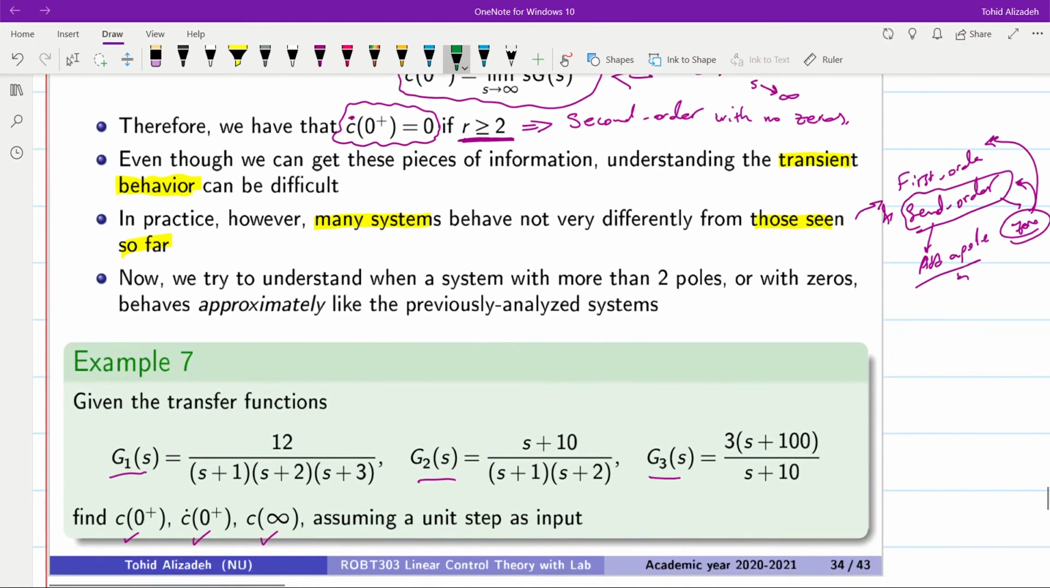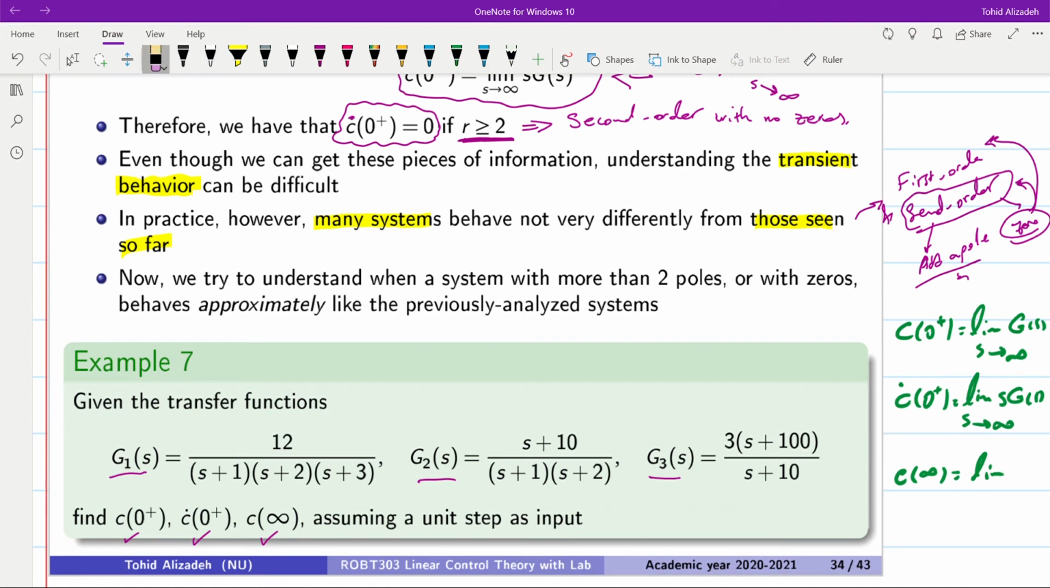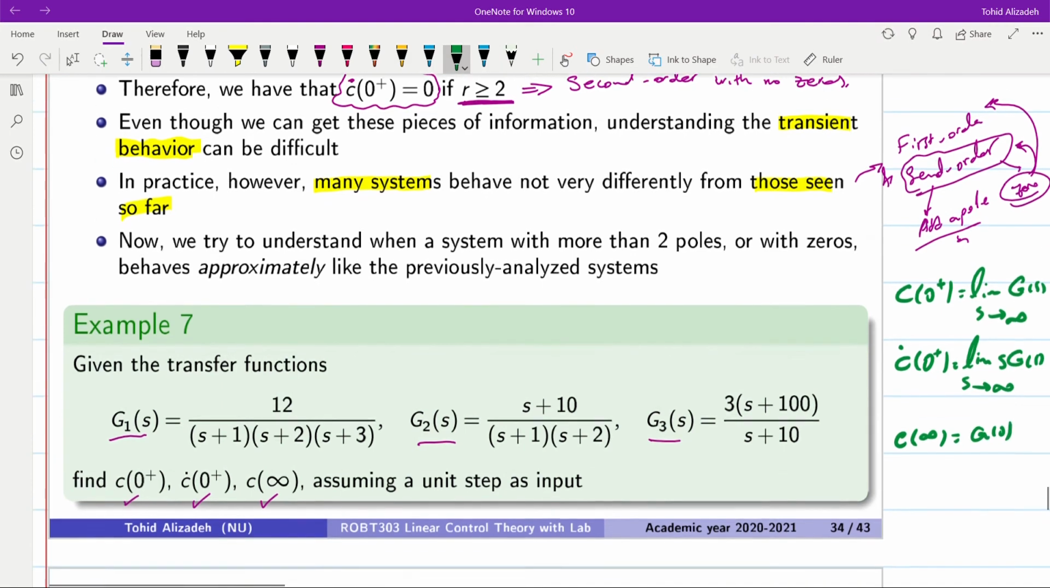As we know, c at 0 plus is equal to limit of g of s as s goes towards infinity. C dot at 0 plus is equal to limit of s times g of s as s goes towards infinity. And c at infinity is equal to limit of g of s as s goes towards 0, or we can simply write down g at 0. Now we can do it for each one by one.